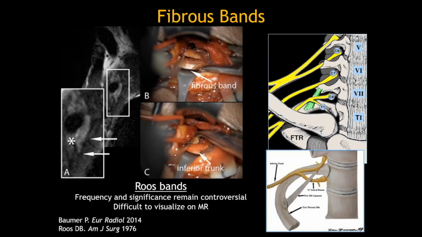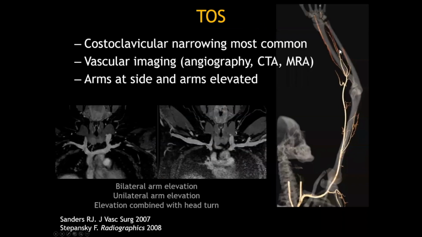So really, I don't think imaging plays a major role in diagnosing these, but does play a role in assessing for the presence or absence of cervical ribs. Again, those cervical ribs can be associated with these Roos bands.